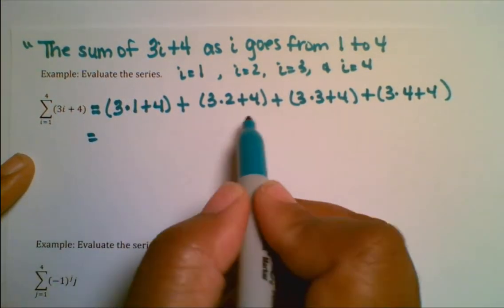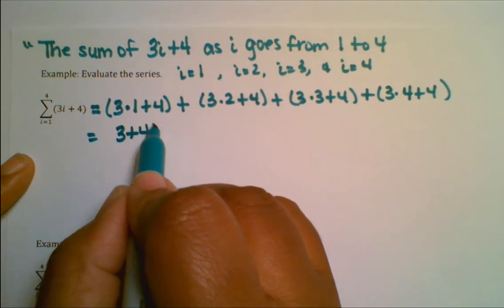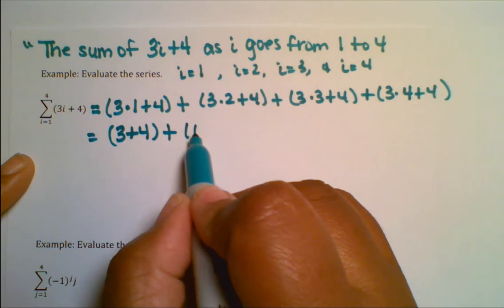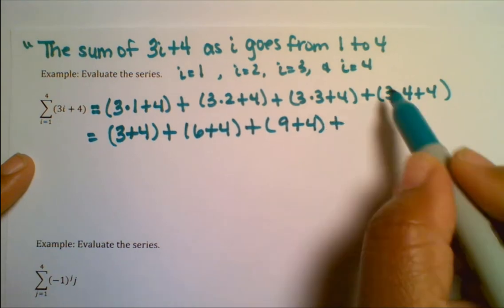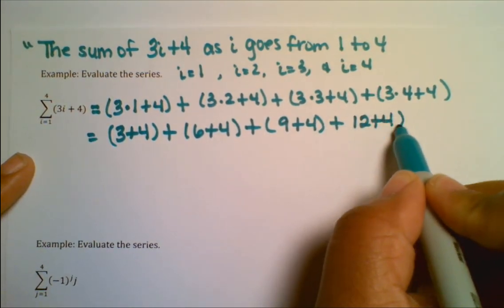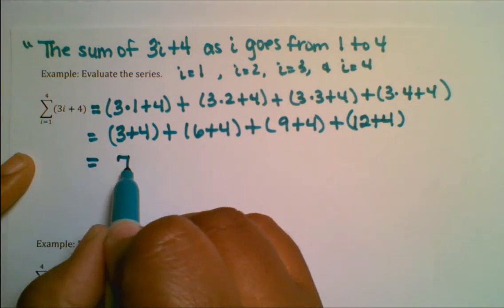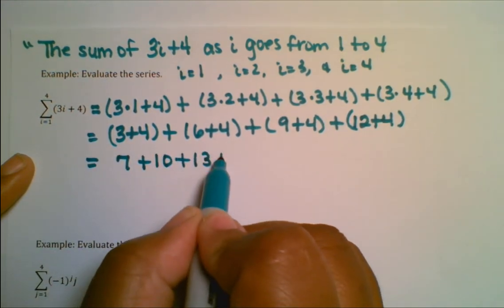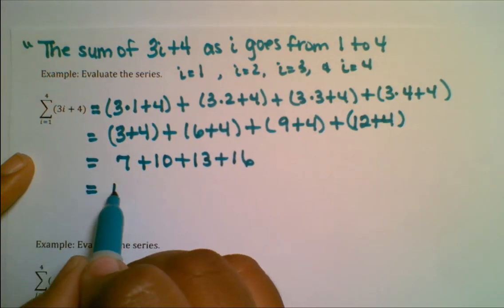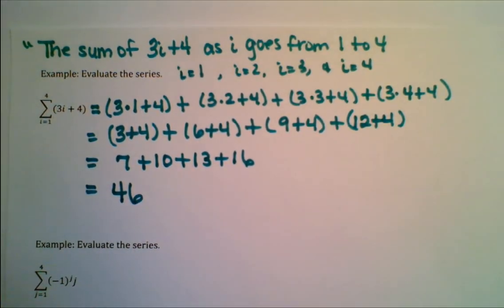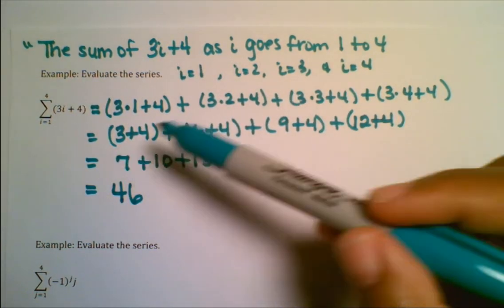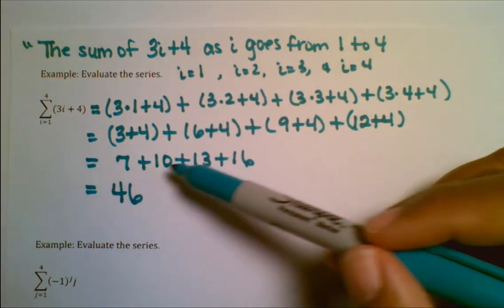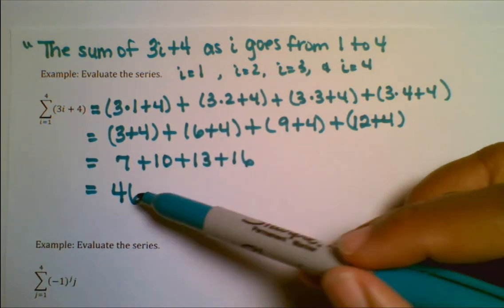And then let's work each parenthesis. So we have 3 plus 4 in the first parenthesis. Second one, we have 6 plus 4, then 9 plus 4, and then 12 plus 4. Adding each of those terms, we have 7 plus 10 plus 13 plus 16, which gives us 46. So here again, you're given a lower limit and then you have an upper limit. So our lower limit was 1 and our upper limit was 4, but in between those, we find those terms and then add them together.